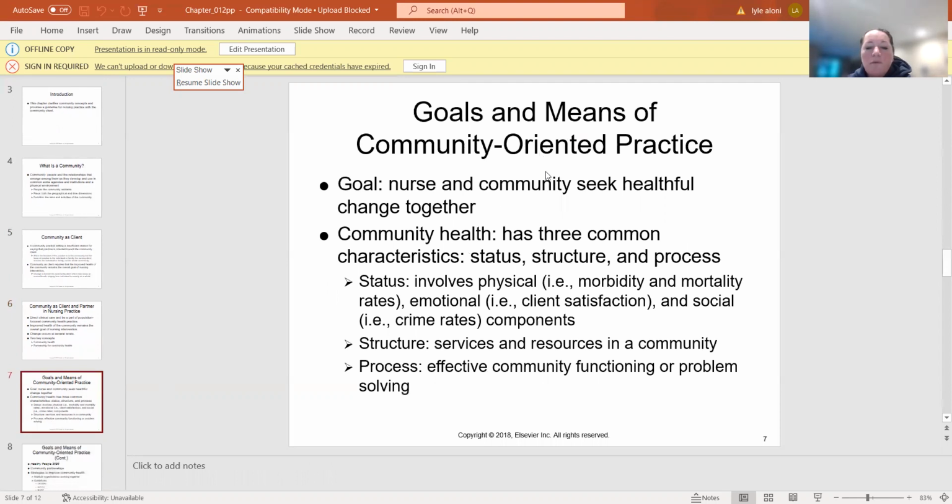Our goals of community-oriented practice, we're going to have the nurse and community work together. Three common characteristics: our status, our structure, and our process. So our status is going to involve physical, morbidity and mortality rates, emotional, client satisfaction, and social components like crime rates. Our structure is going to be our services and resources, and our process is going to be our effective community functioning or problem solving.